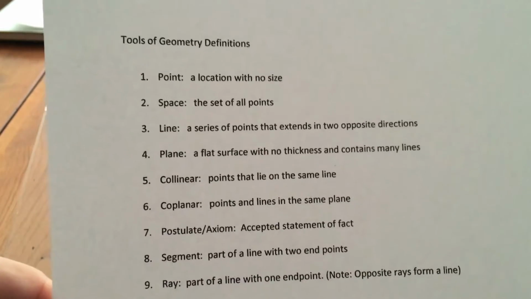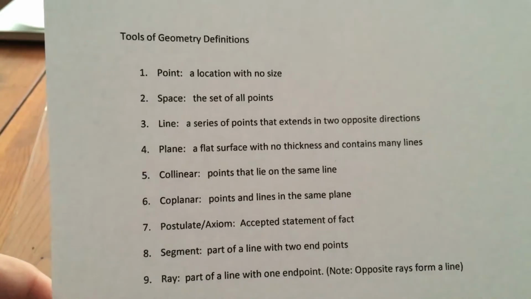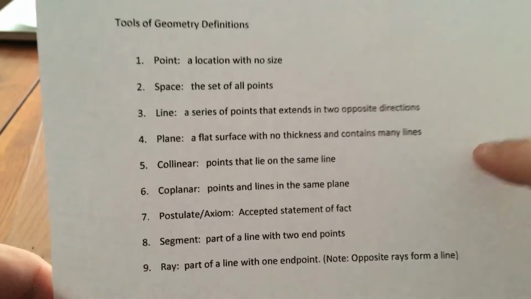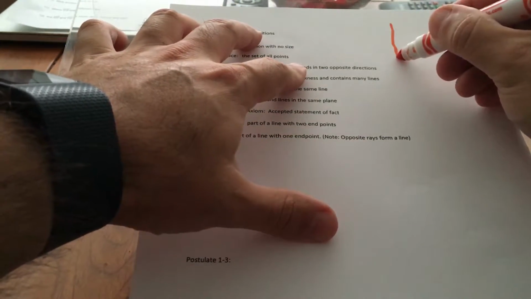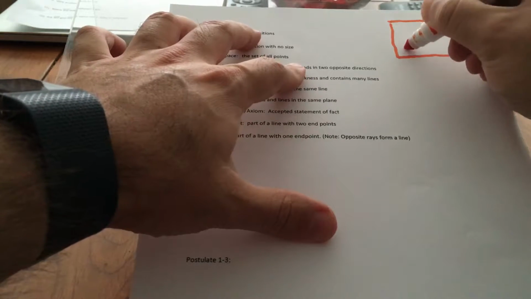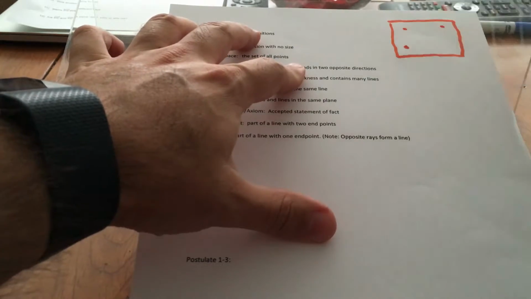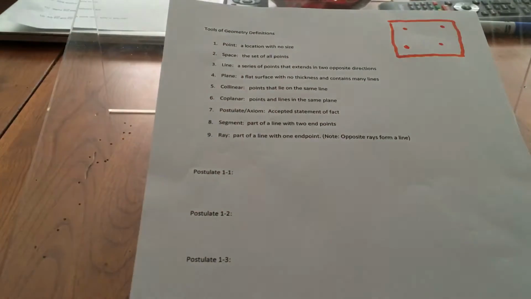A point is just a location in space that has no size. So a point is exactly what you think it is. It's a point to that place, and that's where it's at. So if I wanted to draw a little picture up here, let's say this little square is the plane. A point would just be random spaces on that plane. There's a point, there's a point, there's a point, and so on. Anywhere that I point to in that plane is a point.